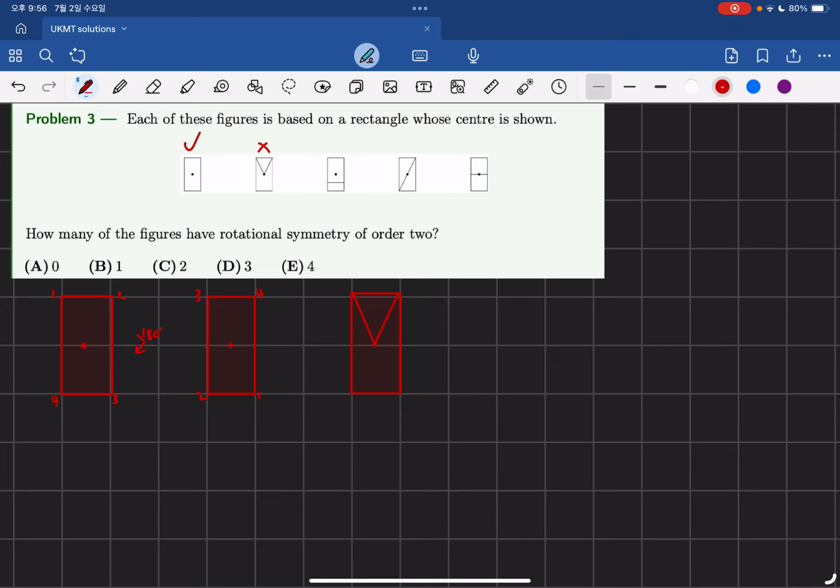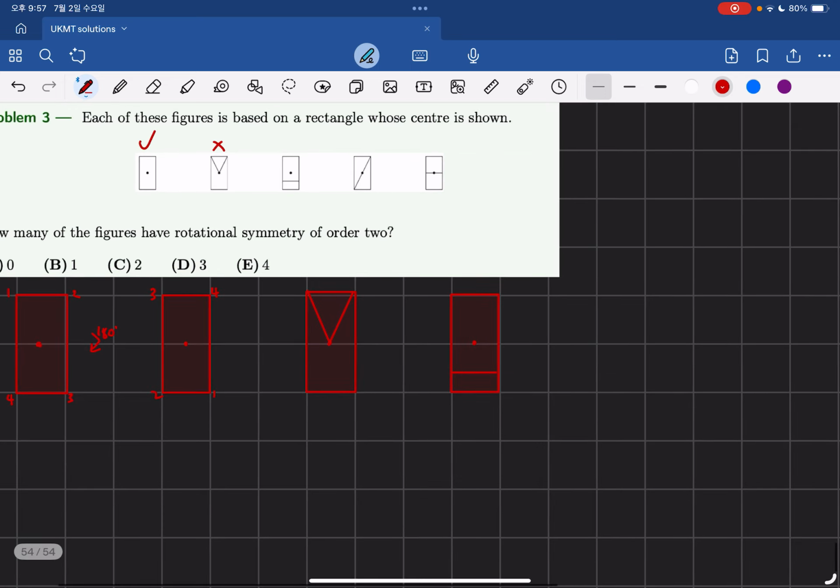And for the third shape, we have a line passing through. Now again, we have to rotate 360 degrees to get the same shape. It doesn't work when we rotate 180 degrees because the line would be at the top. So the third shape is also false.